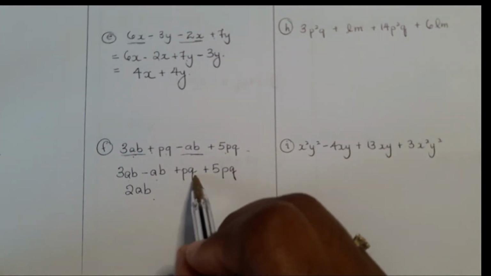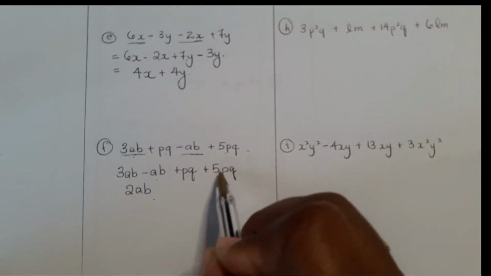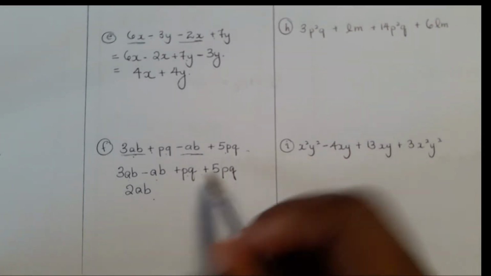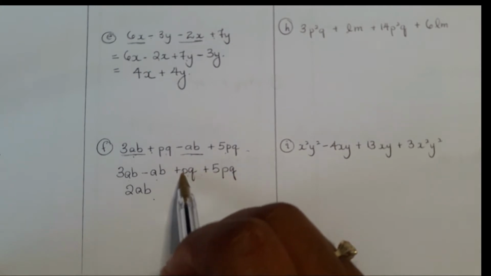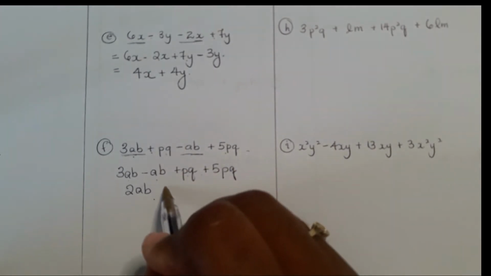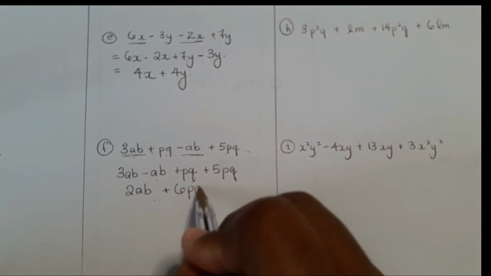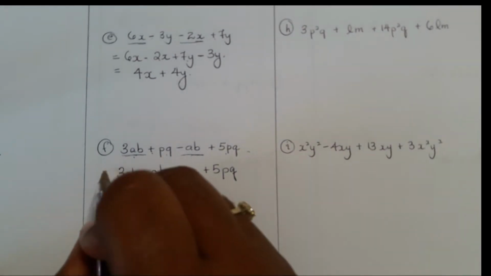And then we say now 1 pq plus 5 pq will give us 6 pq. This is 1 plus 5 with the same variable, so we say 6 pq. Okay.